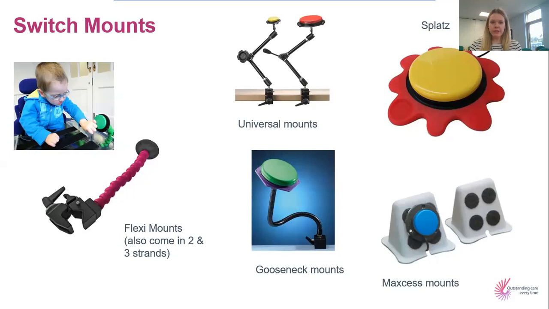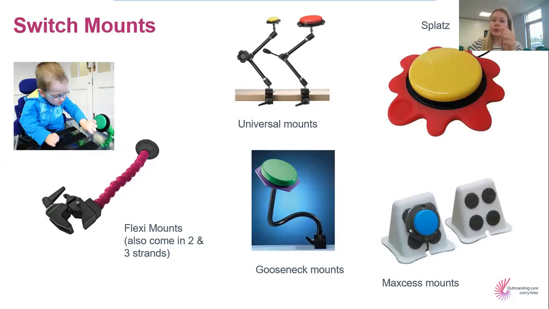So goose mounts and flexi mounts are kind of wibbly wobbly, so you can move them in all directions. They're often used for head switching, so if you push them here, you can turn your head. The boy in the picture is using it for his hand. The thing is, if you have children who have quite high tone or quite powerful movements, they can often be knocked out of the way.